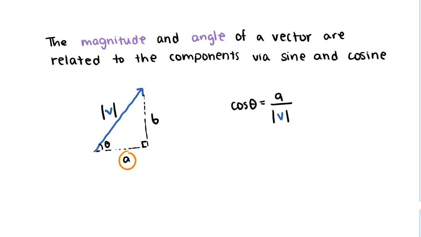Right, and so here I can shuffle these terms around. I can multiply both sides by the magnitude of v. That's really just a number. It's the length of the vector. It's the hypotenuse in this triangle. If I multiply both sides of this equation by that number, we get that the magnitude of v times cosine of theta is equal to A, where A is our horizontal component.